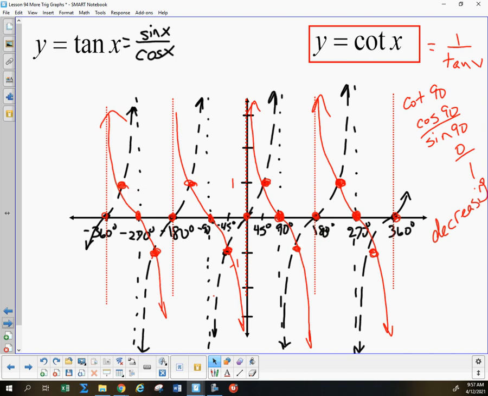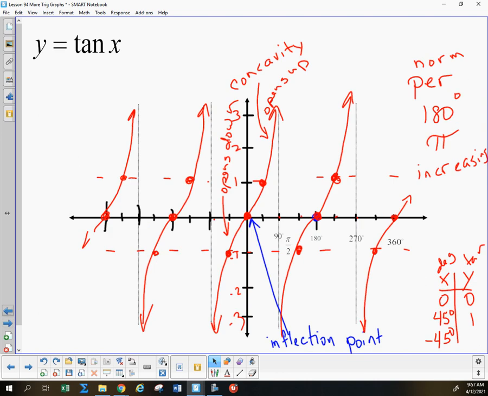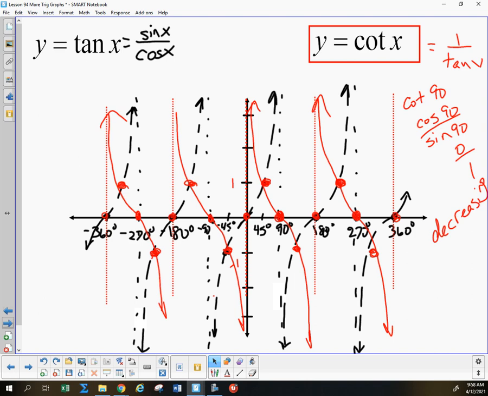With tangent, the asymptotes were at 90, 270, and so on, and I went through 0, 0. For cotangent, I have an asymptote at 0, 0, and at 180, 360, and I have zeros at 90 and 270. Does that kind of make sense?